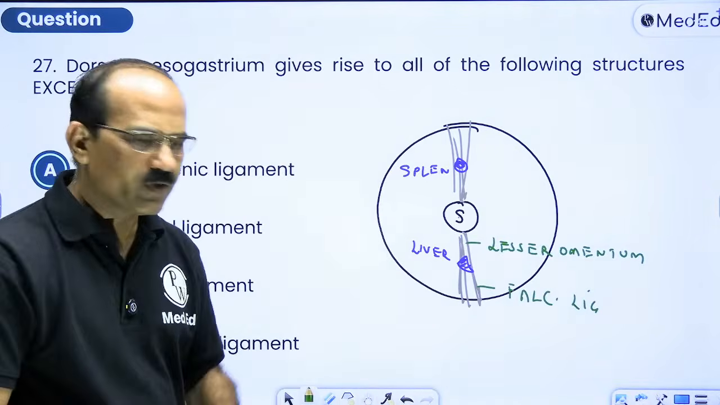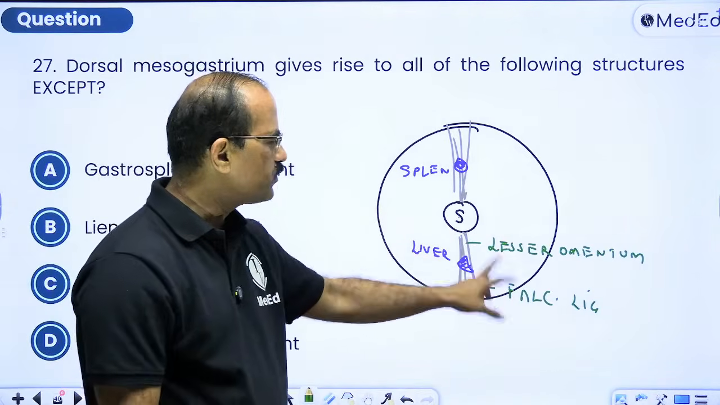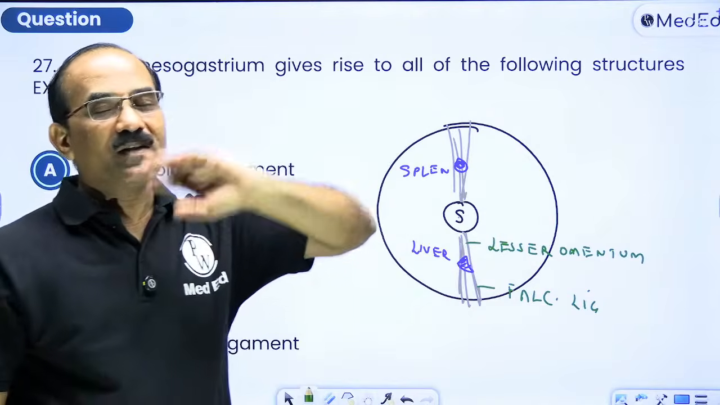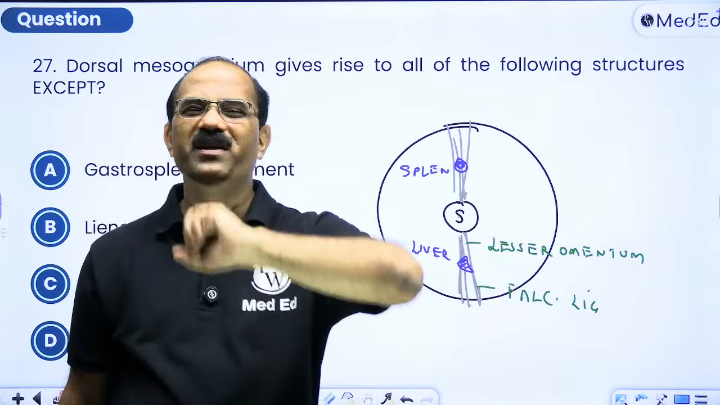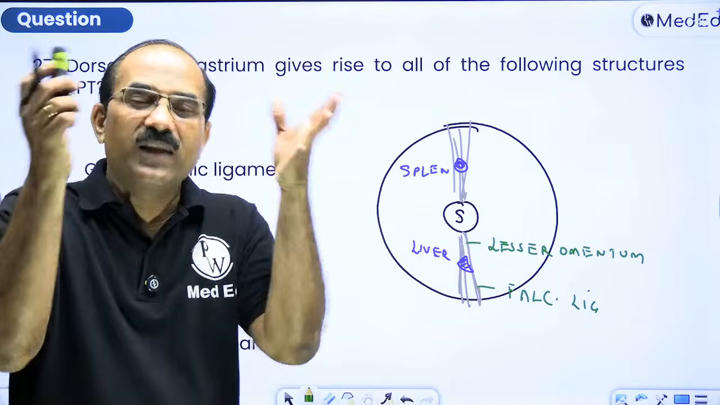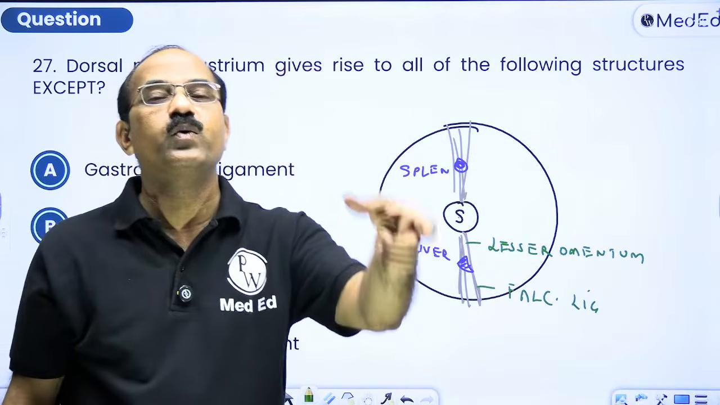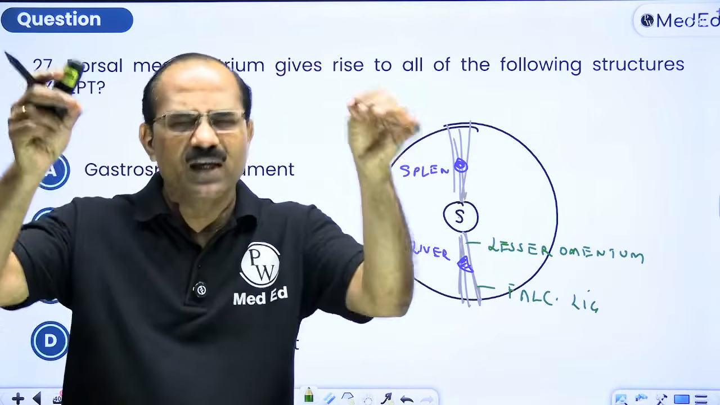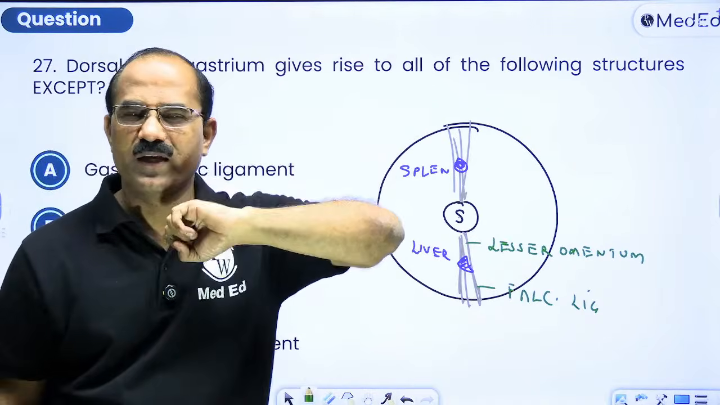So as the liver forms in the ventral mesogastrium, it divides it into a falciform ligament and lesser omentum. So the derivatives of ventral mesogastrium are the falciform ligament, the lesser omentum, plus all the ligaments of the liver: the superior layer of the coronary ligament, the inferior layer of the coronary ligament, the right and the left triangular ligaments. All this is derived from ventral mesogastrium.